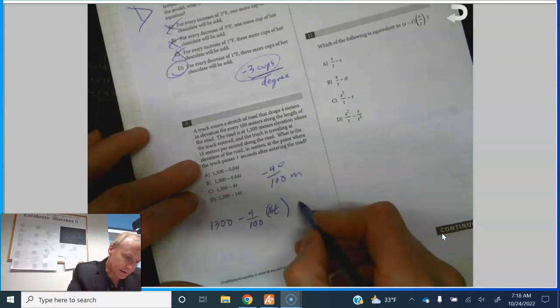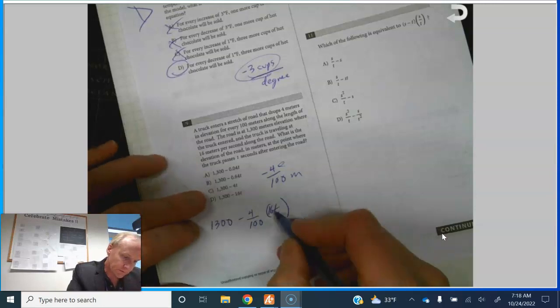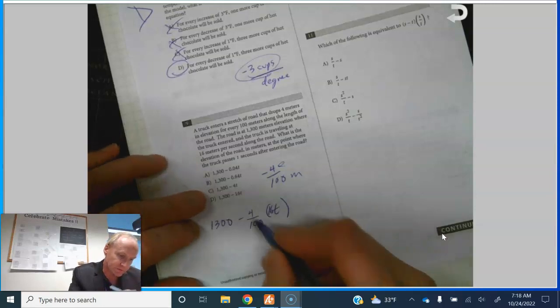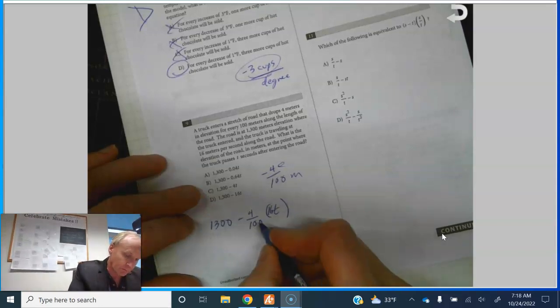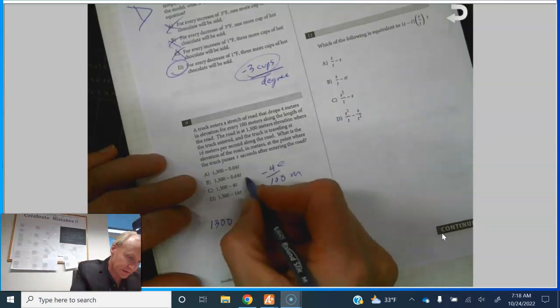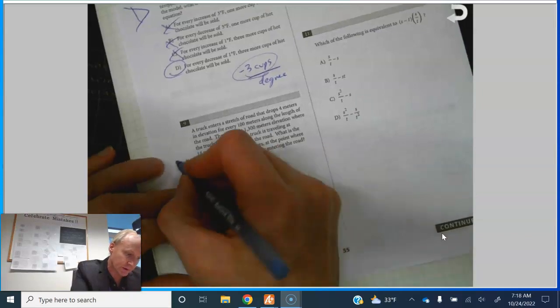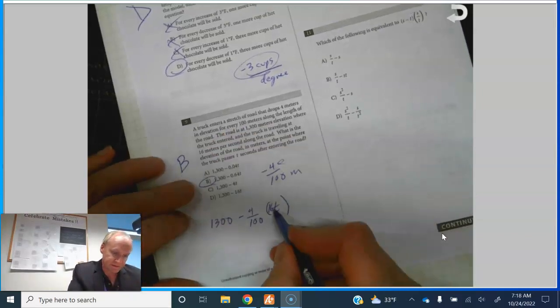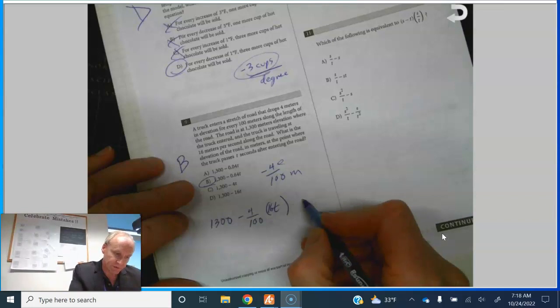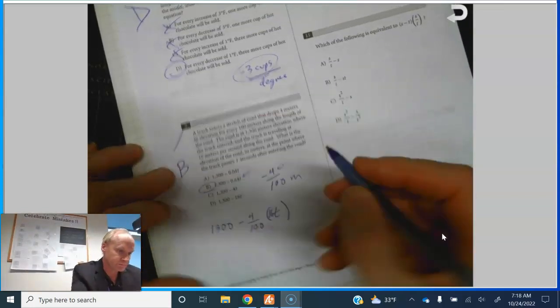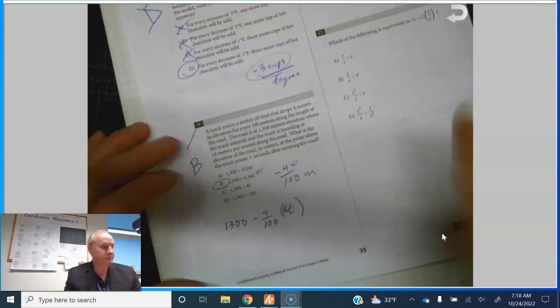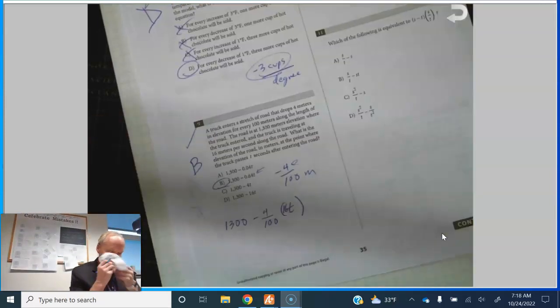I would say that 16 times 4 is 0.64 over 100. So it's going to be this one right here, because 16 times 4 is 64 hundredths, and this is 64 hundredths. So I'm pretty sure. This one I'm absolutely sure on.